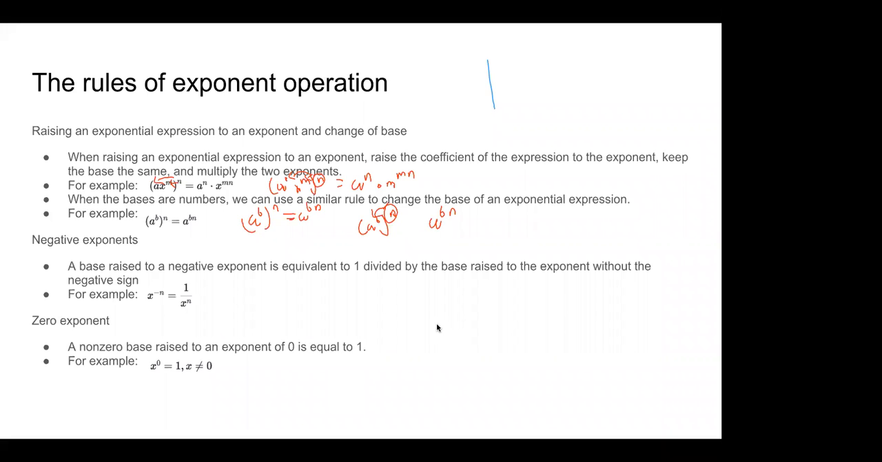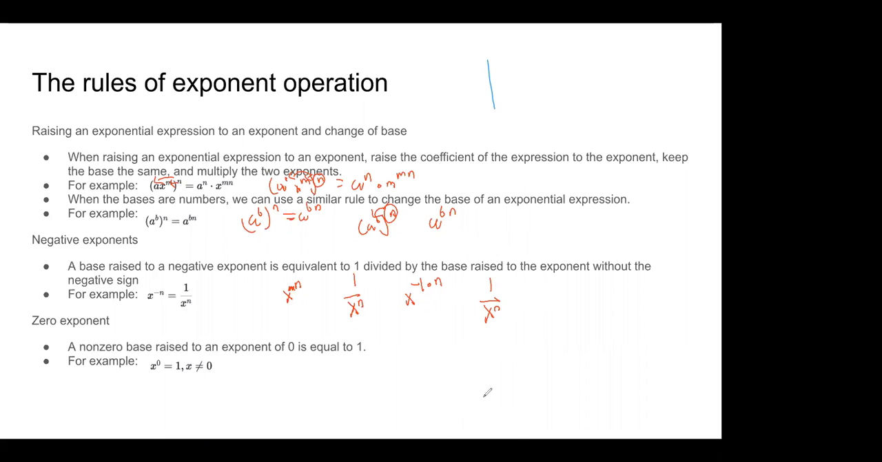So negative exponents. A base raised to a negative exponent is equivalent to 1 divided by the base raised to the exponent without the negative sign. So what that means is you have x to the negative n. What you do here is you put a 1 over x to get rid of the negative sign, and you still have the exponent n. You can write it out a different way: x to the negative 1 times n. This negative 1 basically makes you put a 1 on top, and then you still raise the x to n.